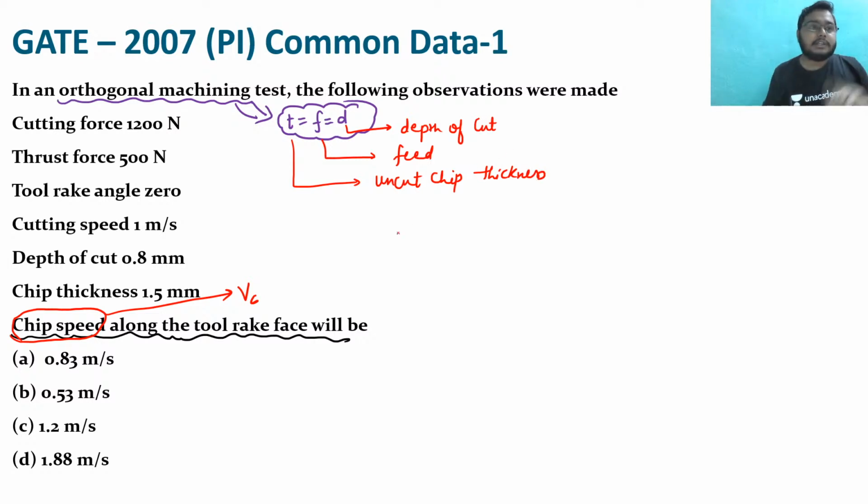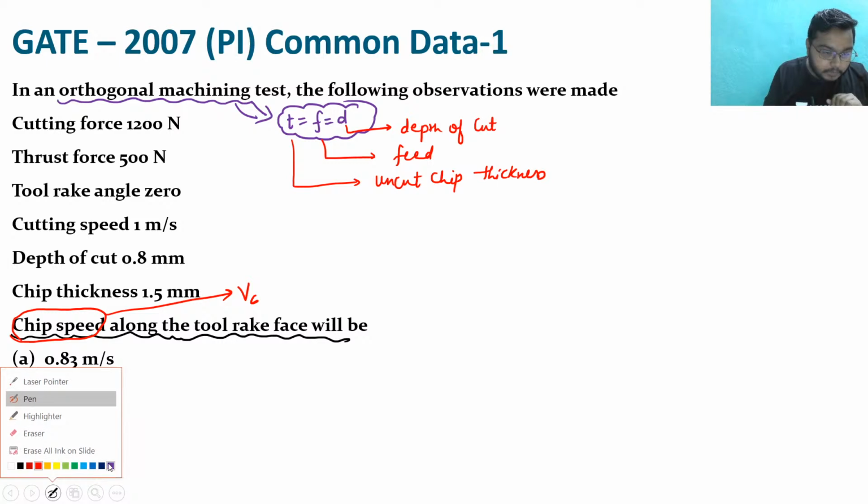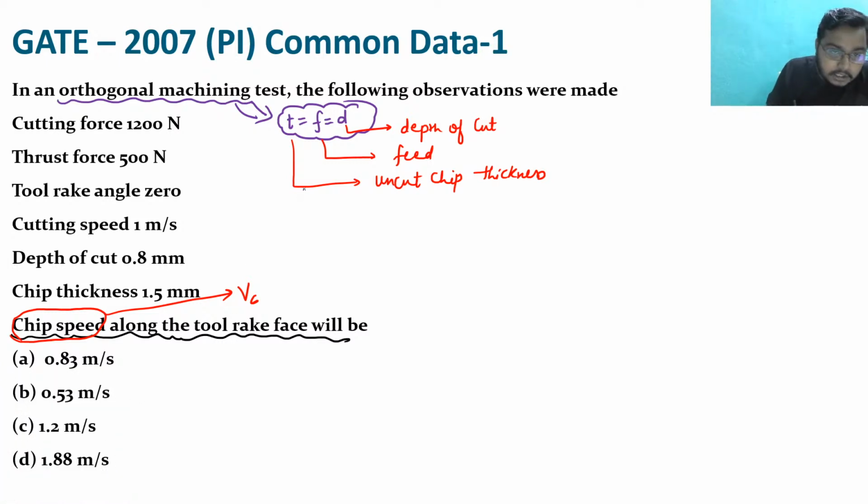Okay, so whenever there is orthogonal machining, just remember t is equal to f is equal to d. Now see, it has been given that the chip thickness is 1.5 mm, so tc is given as 1.5 mm. Clear? And where is the depth of cut? Depth of cut is 0.8 mm, so t would be 0.8 mm. Clear? Because t is going to be equal to depth of cut.